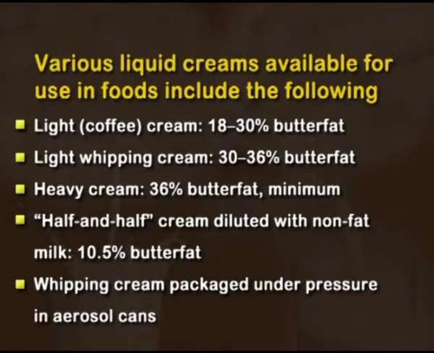We have light coffee cream with 18 to 30% butter fat, light whipping cream with 30 to 36% butter fat. Then we have heavy cream which has more than 36% fat, and we also have something called half and half, where it is diluted with non-fat milk, which is 10.5% butter fat. Now whipping cream is pre-packaged and sold in the market for the purpose of using it directly for icing cakes and other products.